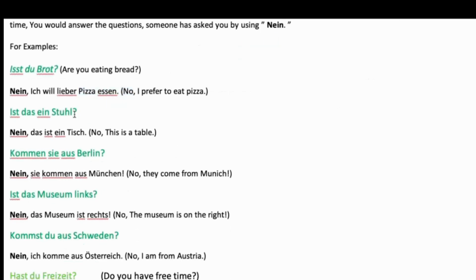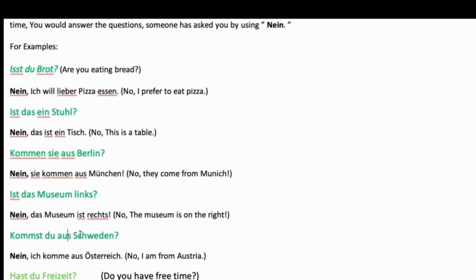Ist das ein Stuhl? Is it a chair? Nein, das ist ein Tisch. No, this is a table. Kommen Sie aus Berlin? Are you from Berlin? Nein. Or you can say, are they from Berlin? Nein, sie kommen aus München. No, they are from Munich. Ist das Museum links? Nein, das Museum ist rechts. No, the museum is on the right side.